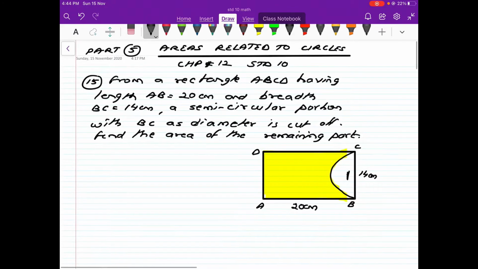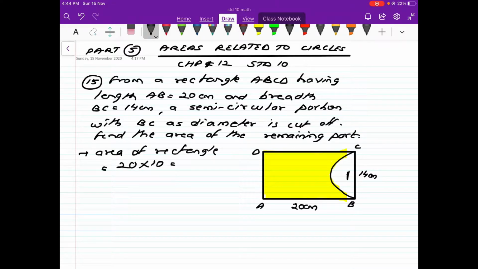So this is fairly easy. What do we have to find? We have to find first the area of the rectangle. It is simply length into breadth, means 20 into 14. So this is 280 centimeters square.